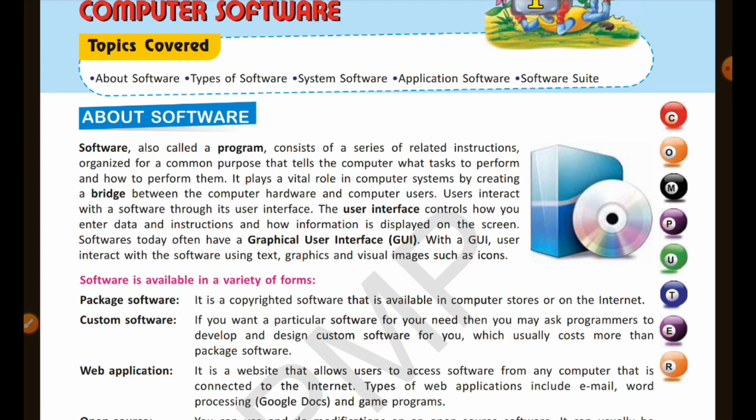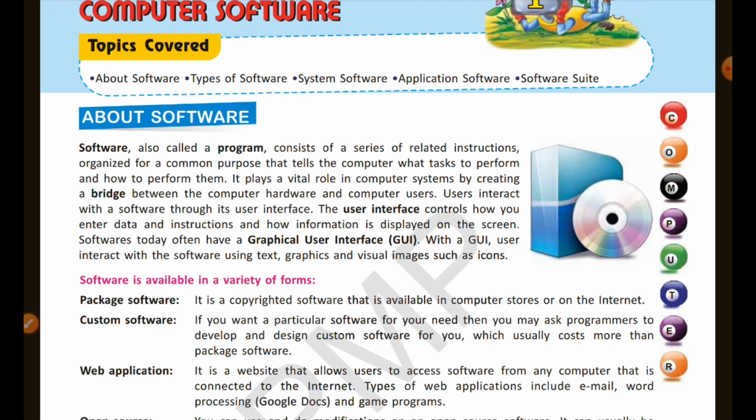Software today often has a graphical user interface or GUI. This is the full form of GUI, which is graphical user interface. Please remember it. With the GUI, the user interacts with the software using text, graphics and visual images such as icons. Means what are GUIs? The icons you see on your laptop screen or your computer screen are because of the GUI. Graphics, text and visual images are all because of the GUI, graphical user interface. GUI is a type of software.